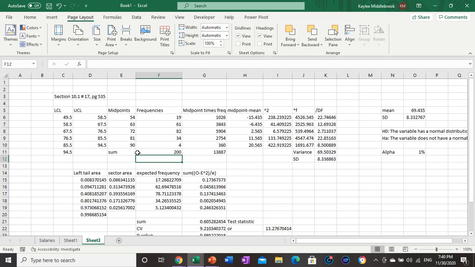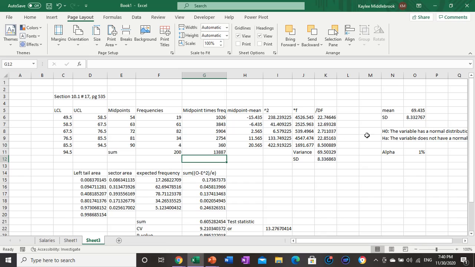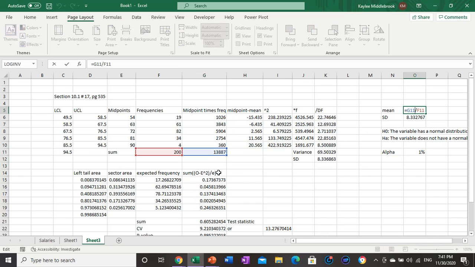The next thing we need to do is calculate the mean and the standard deviation in order to continue with the problem. So the way you calculate the mean is you do the midpoint times the frequency. You get those values like you see here. You sum them, and then if you go to my mean, you do the sum of the midpoint times the frequency, and then you divide by the total frequency, which is your n.